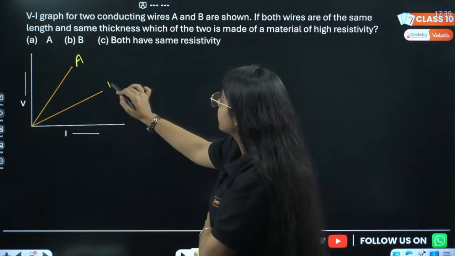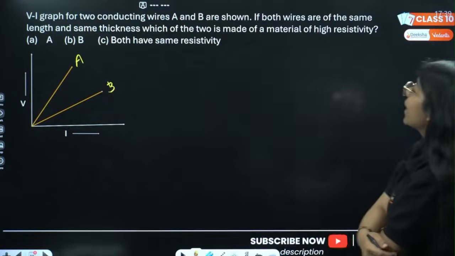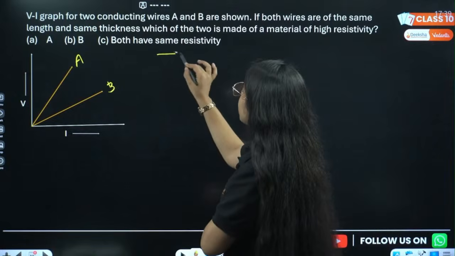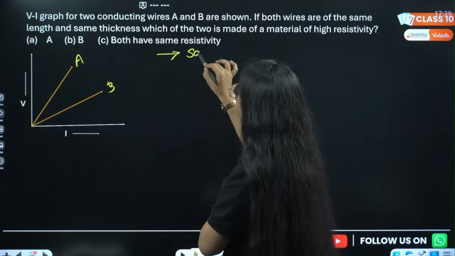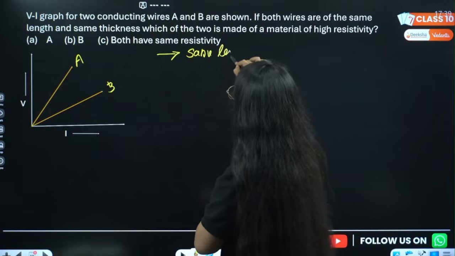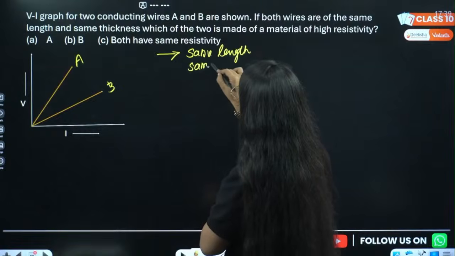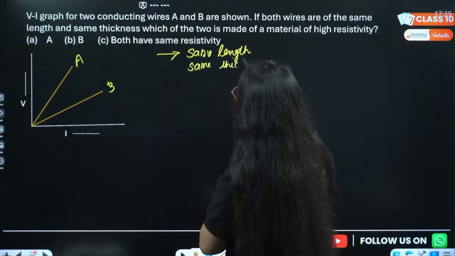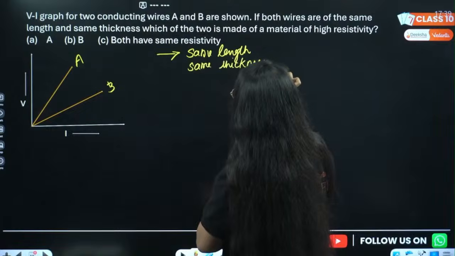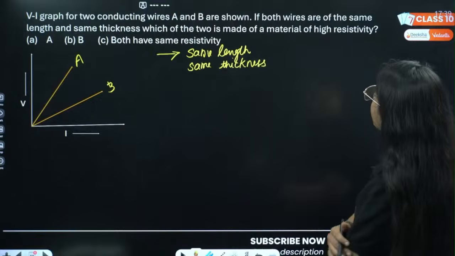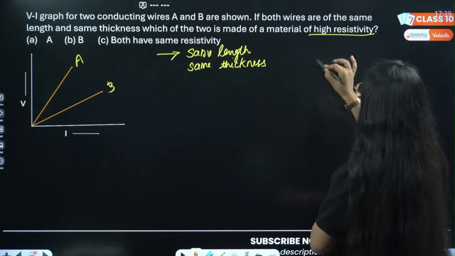This is A, this is B. If both wires are of the same length and same thickness, they have the same length and they have the same thickness. So which one of the two is made up of material of high resistivity?